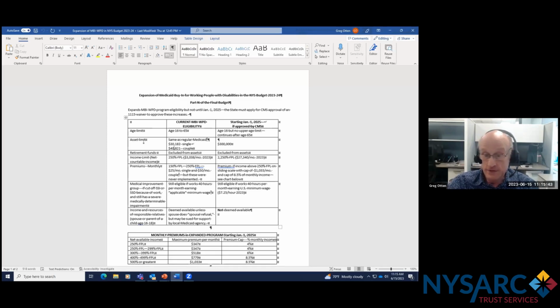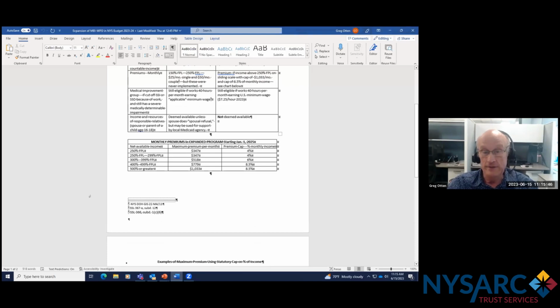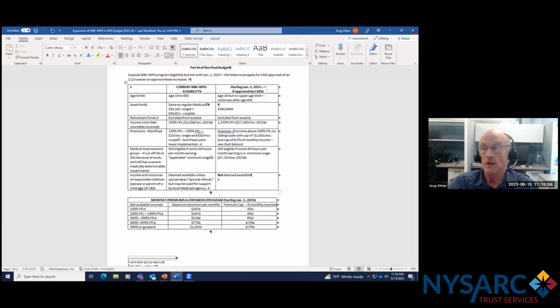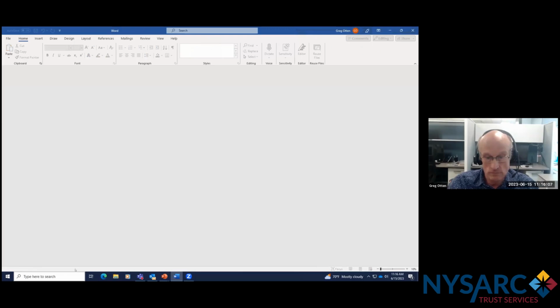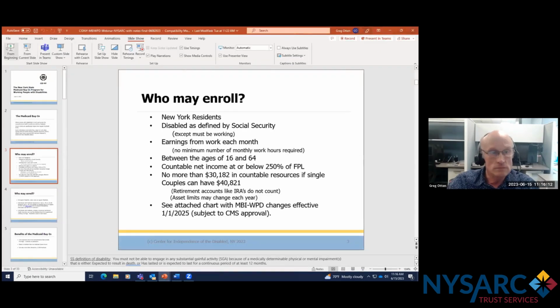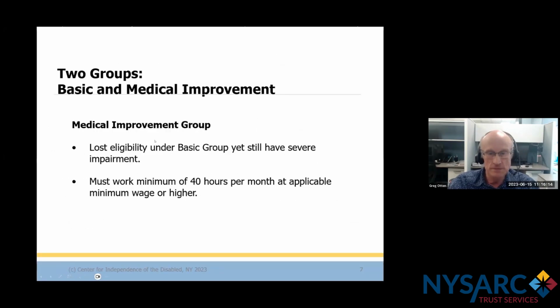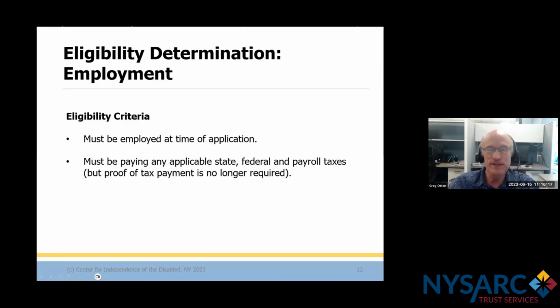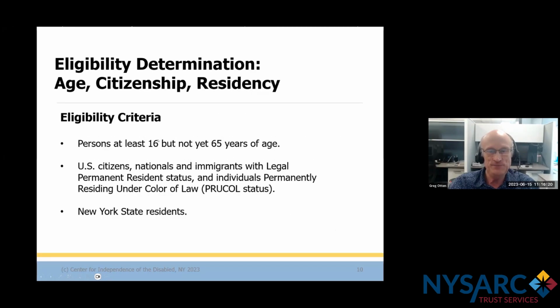There will be premiums, and they can be hefty. If it's 500% or greater of poverty, the maximum premium is $1,033 a month. That's as high as it can get. So study this, get ready for it, pray for it. Let's hope it happens because it's really going to open up Medicaid to a lot of people. Okay. There we go. Oops. From beginning takes me back to the beginning. Okay, well, that makes sense.